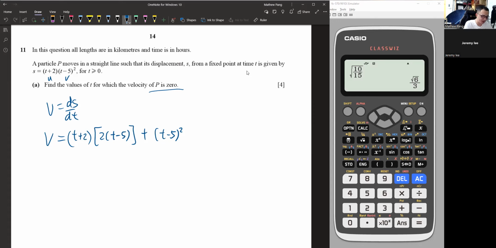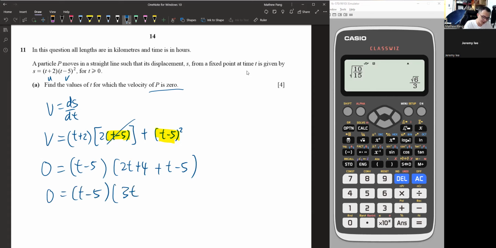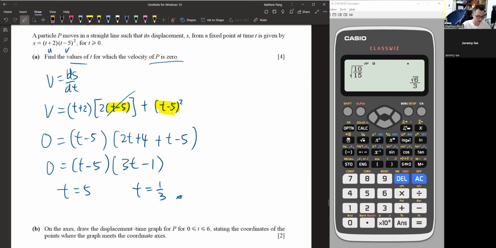So when v is 0, I make this one equal to 0. Then here I will factorize out a t minus 5, because here I will see a t minus 5. Here also got t minus 5. So it tells me I can factorize out t minus 5. If I take this one out, I have 2t plus 4. If I factorize out t minus 5 here, I still got 1 times t minus 5. So I do one more step to simplify it. This one should be 3t minus 1. Now I got both of my time values. Time is 5 and time is 1 over 3. Find the values of time. It's no surprise when you have more than one t value and both are positive, so it's fine.